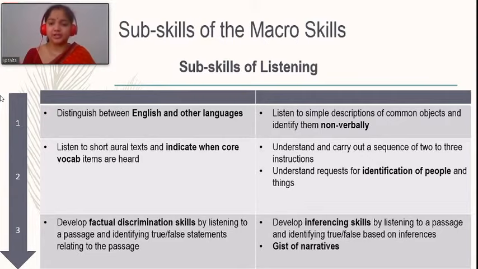As teachers, if we know what are the levels of these skills, then we can take decisions in the classroom. We can understand where our students are.